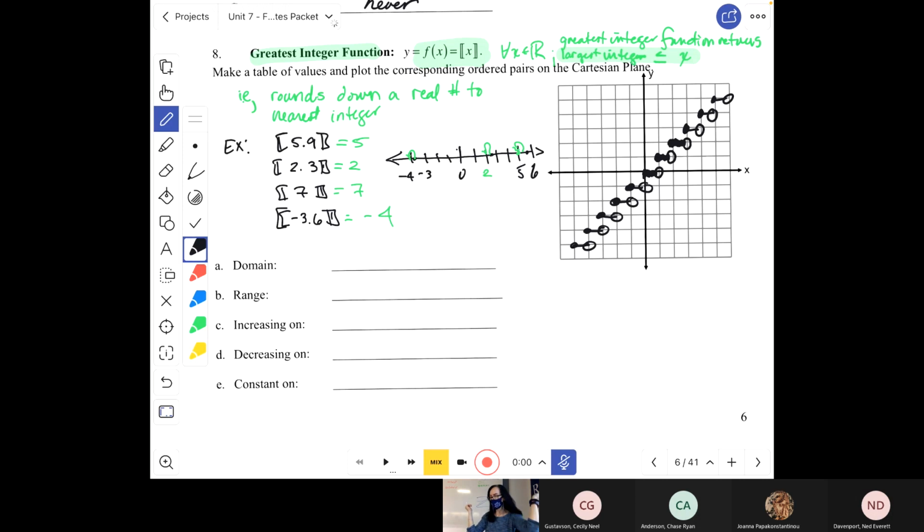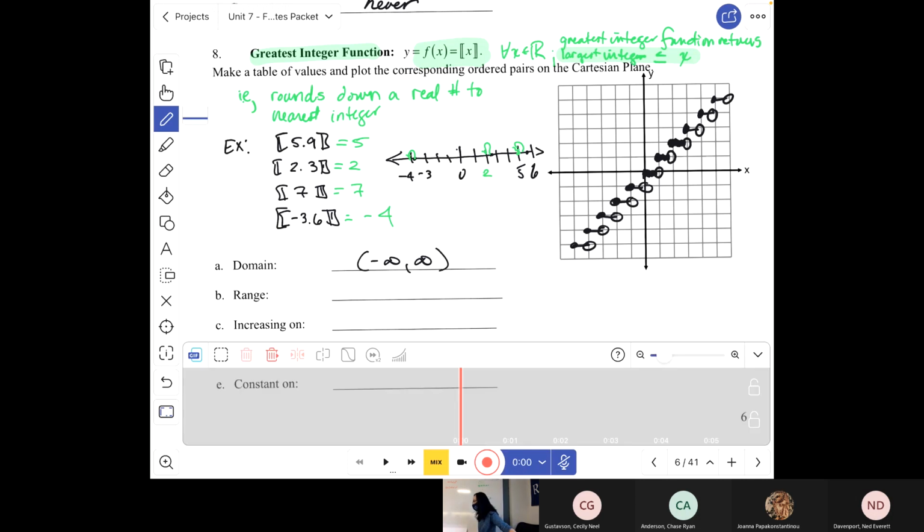Now let's be ever so careful and describe the characterizations of this function, this graph. The domain of this greatest integer function is what? Domain. Negative infinity to positive infinity. What is the range? And range, again, are your outputs, your y values. What is the range? And be careful. Think about it. What is the range?